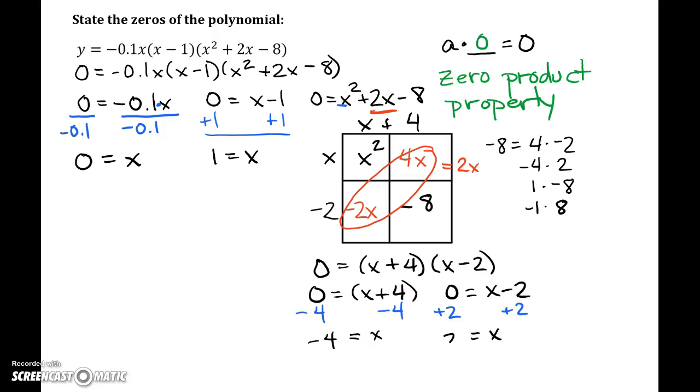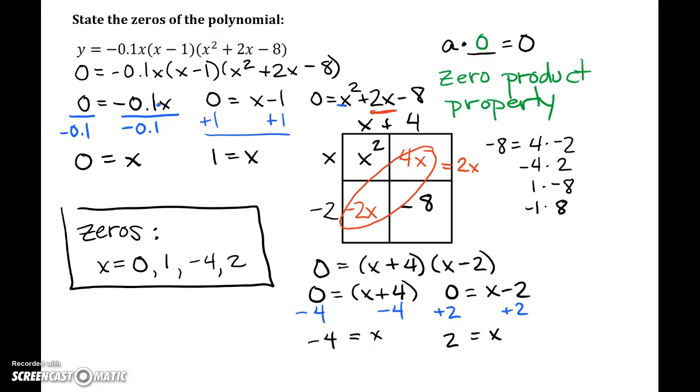So now I have all of my zeros, or roots, or in this case, since they're all real numbers, in other words, I didn't have to take the square root of a negative to solve it, they can also be considered the x-intercepts. So my solutions, or zeros, of this equation are x equals 0, 1, negative 4, and 2. So in this case, we have 4 zeros for this equation.